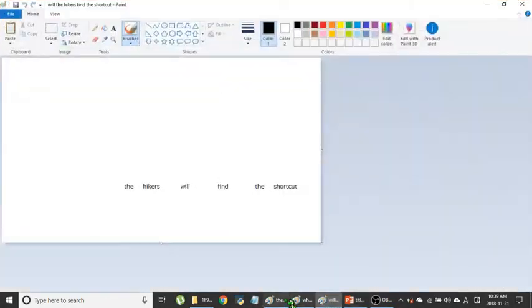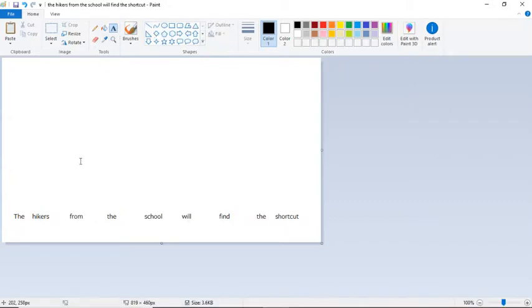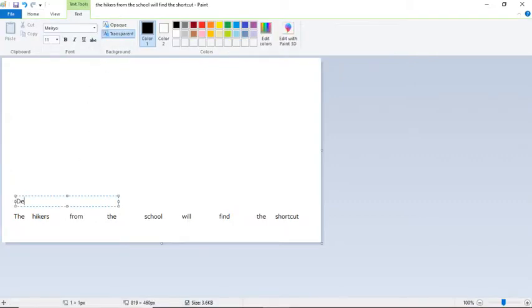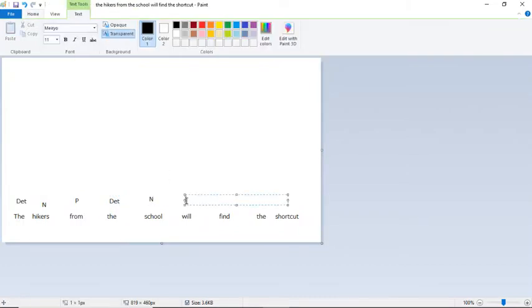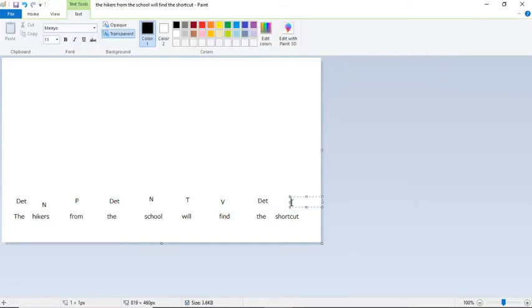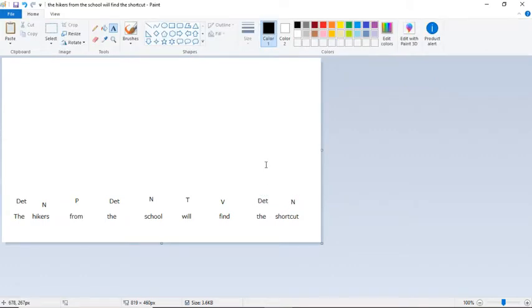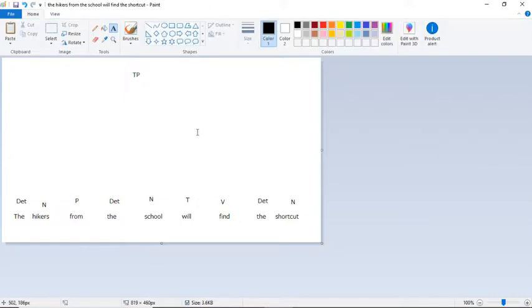Okay, so I'll start with question 6 because why not? It's actually really easy. So I'm going to start by labeling all of my parts of speech. All right, so from is a preposition, will be tense, find is obviously the verb, determiner, and noun phrase. Now, one thing you always want to remember is this is a complete sentence. It's grammatically well formed, so it's going to be a tense phrase.